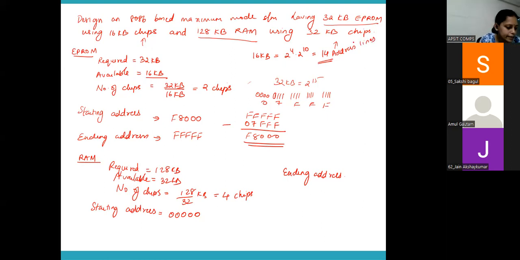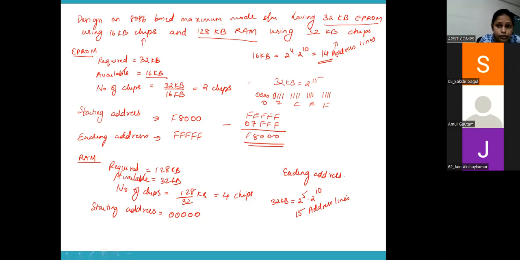Similarly, for RAM, how many address lines will be required? What is our availability of RAM? It is 32 KB. 32 KB is 2 power 5 into 2 power 10. That means we will require 15 address lines for interfacing this particular RAM chip. So after estimating the number of chips and starting and ending addresses, the next thing to estimate is the number of address lines required. How do you get the address lines? Whatever is the availability, 16 KB, is 2 power 4 into 2 power 10. That means we require 14 address lines.